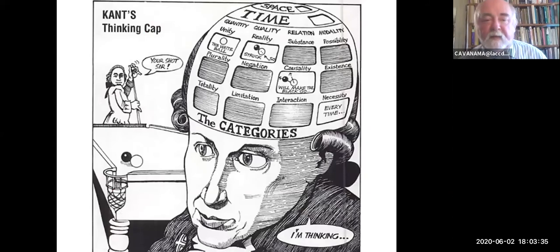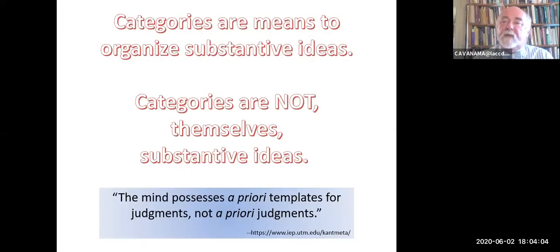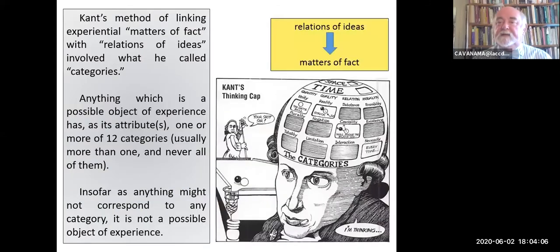Categories. This is a good cartoon summary of Kant. I won't go into his 12 categories, all of them, what they are. But let's just think of Kant's thinking cap here. Anything which is a possible object of experience has as its attributes one or more of these 12 categories, usually more than one, but never all of them simultaneously. Insofar as anything might not correspond to any one of the categories, then it's not a possible object of experience. So our minds have an architecture, basically.